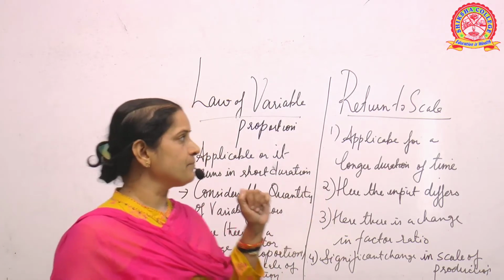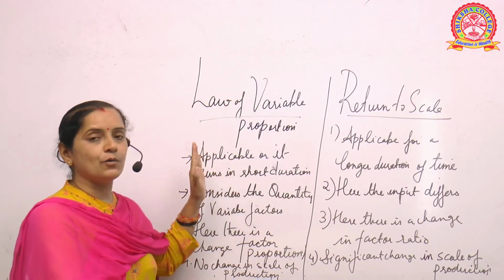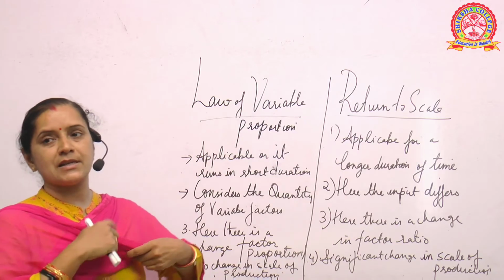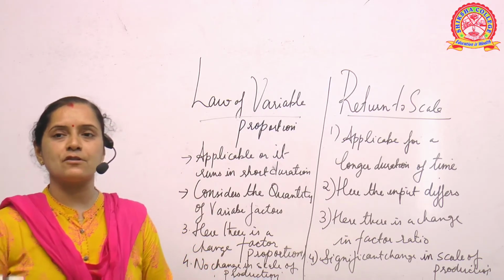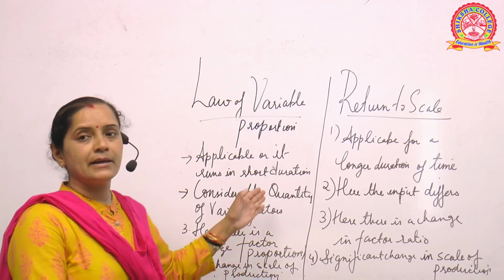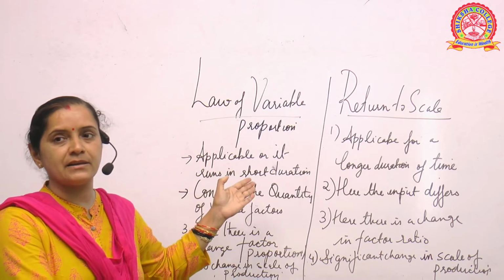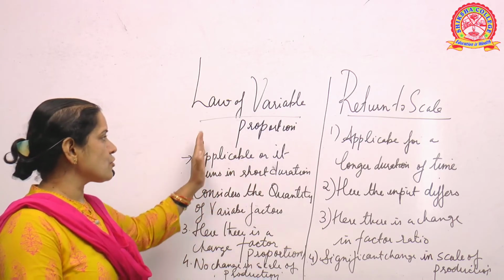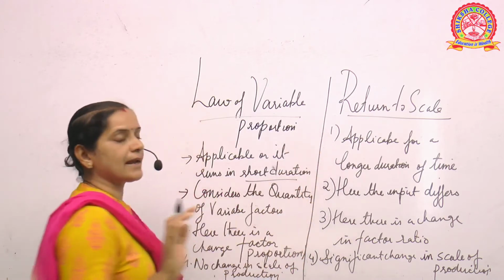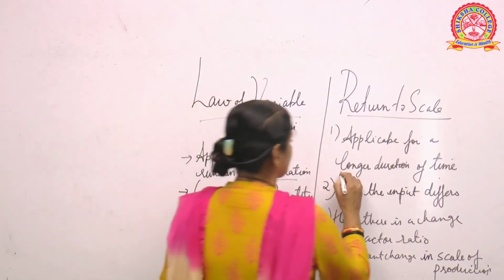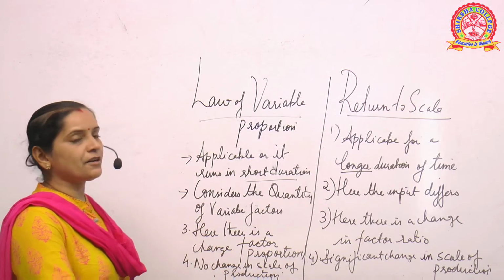I'll make you understand. The first difference states that the law of variable proportion is applicable only to those processes established. It is not only applicable to agriculture but equally applicable to industries, service sectors, and other establishments. So here we are considering only short duration, but return to scale is applicable to long duration. That is the first difference. The second difference states that it considers the quantity of variable factors.